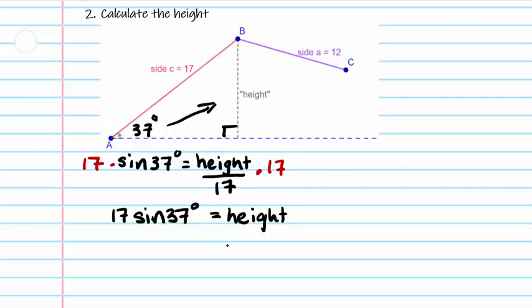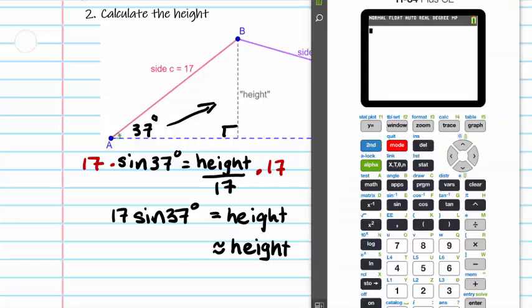Let's go ahead and get our calculator out so that we can find the decimal approximation for this value. So the height is approximately, here we go, 17 times sine of 37. Now make sure that you are in degree mode. And that gives us 10.23. So the height is about 10.23.